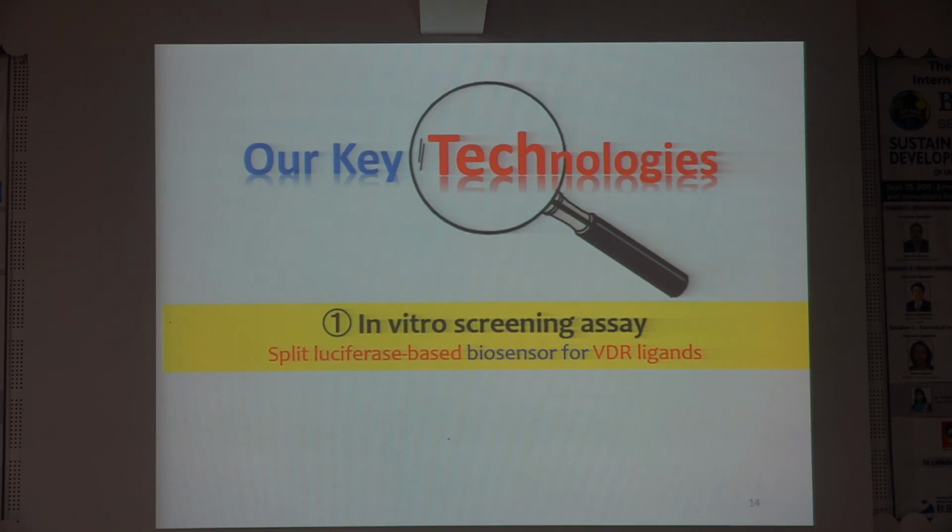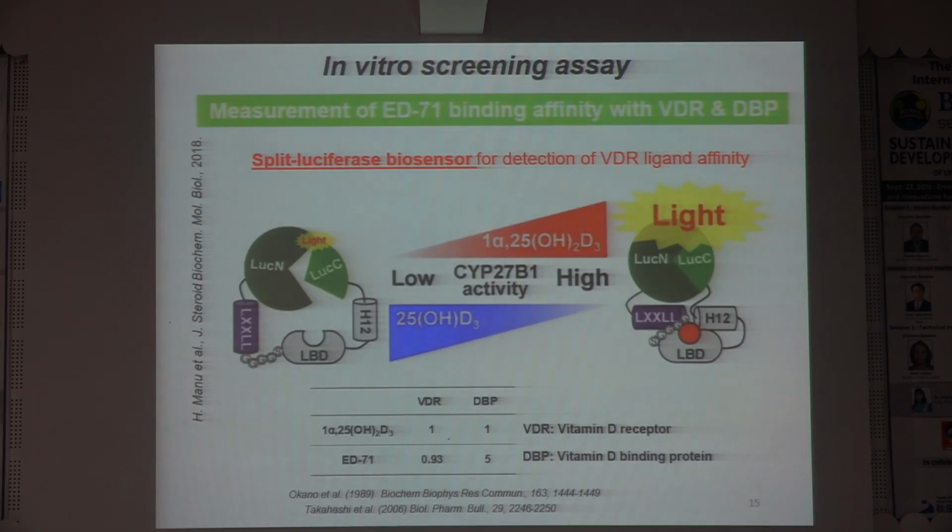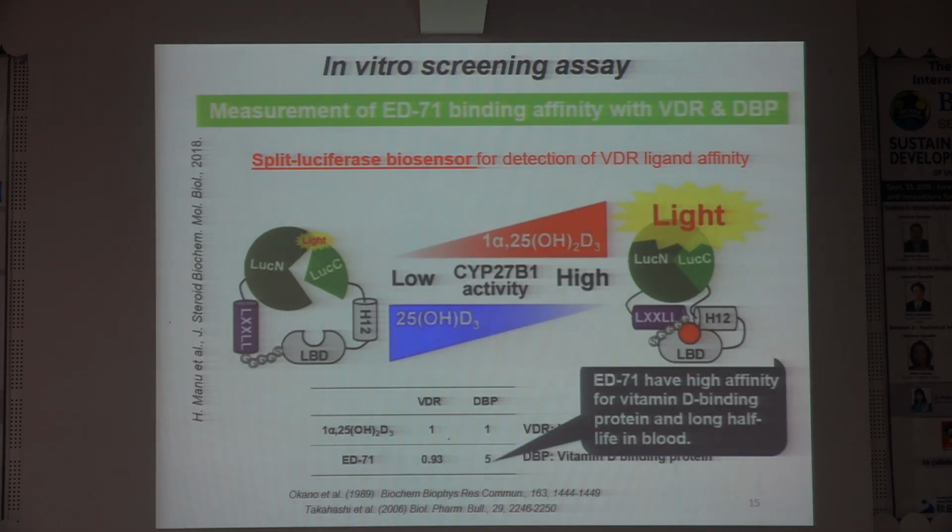So here first we discuss the in vitro screening assay. This screening assay is called the split luciferase biosensor. Here we can find out the VDR binding ligands. Here we investigated the one vitamin D analogue ED71 as a model, and we found that this has a similar binding affinity to the VDR and a high binding affinity to the protein, vitamin D binding protein.